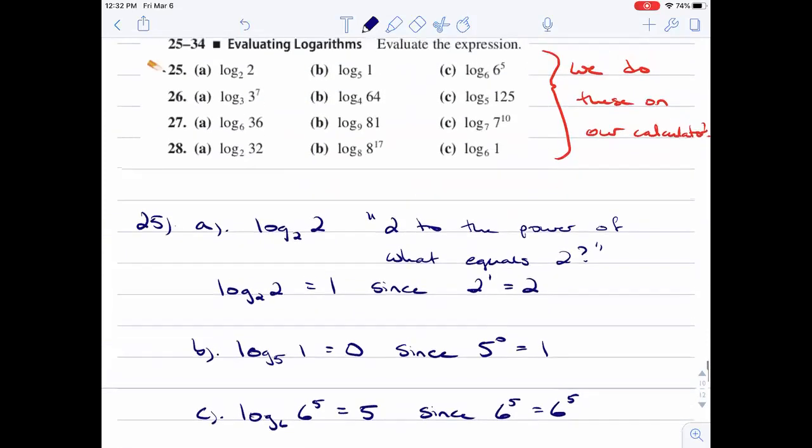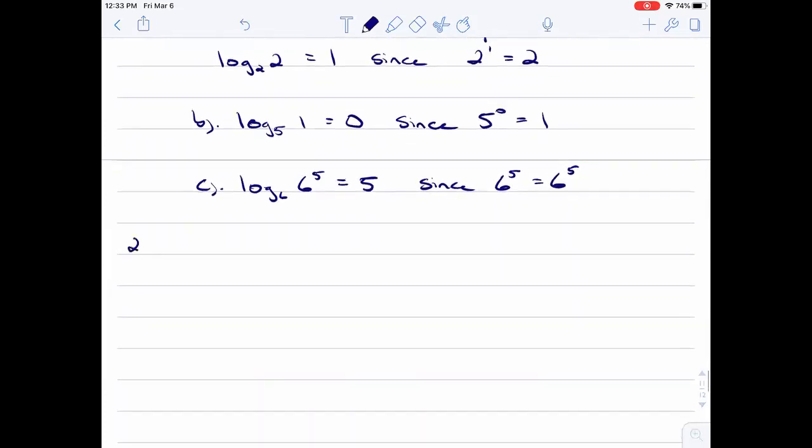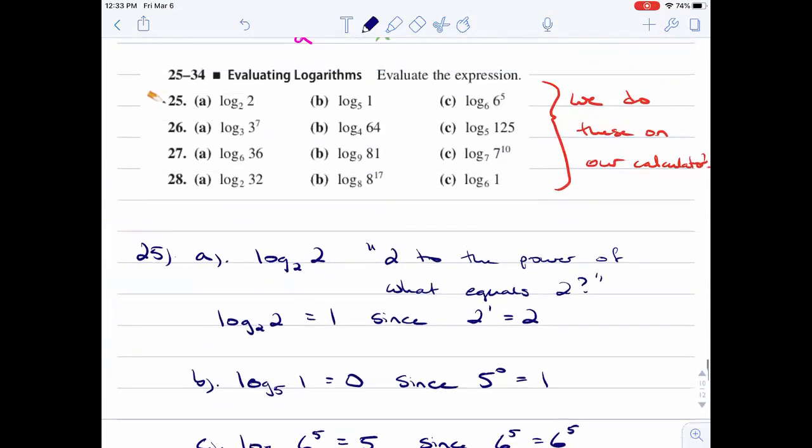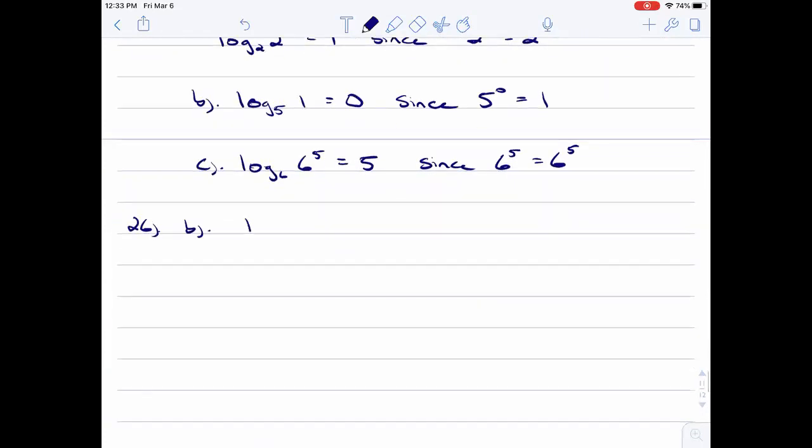What about one that's not quite so obvious? What if we did 26b, log base 4 of 64. So now we want to figure out 4 to the power of what equals 64. We're just going to try a few values. 4 to the power of 2 is 16. 4 to the power of 3 is 64. So the answer is going to be 3, since 4 to the power of 3 is 64.